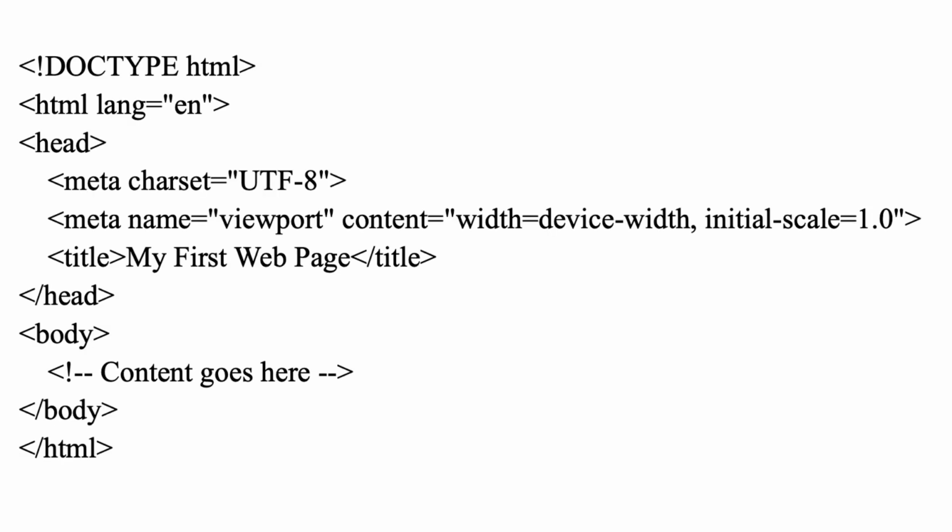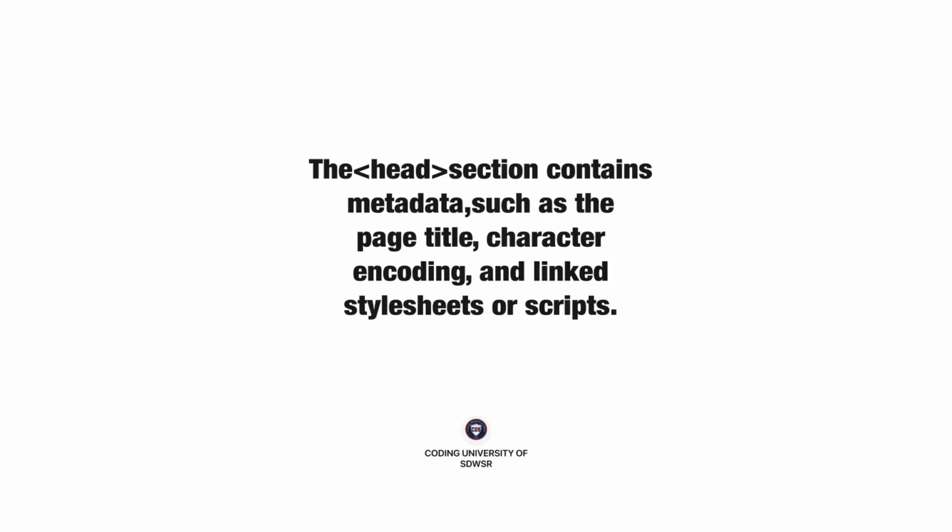<!DOCTYPE html> <html lang="en"> <head> <meta charset="UTF-8"> <meta name="viewport" content="width=device-width, initial-scale=1.0"> <title>My First Web Page</title> </head> <body> Content goes here </body> </html>. The head section contains metadata, such as the page title, character encoding, and linked style sheets or scripts.